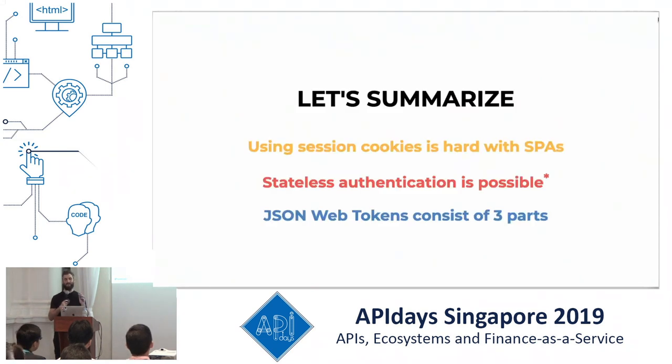So let's summarize. Session cookies are hard with single-page applications, unless it's only your authorization server that needs this, and you enable CORS and stuff like this. Stateless authentication is possible, asterisk, because of the things I mentioned before. And JSON Web Tokens consist of three parts, your header, your payload, and your signature, so you can verify that the payload and the header have not been tampered with.